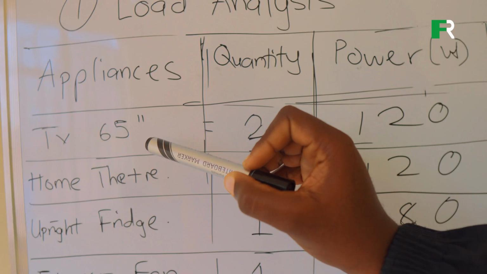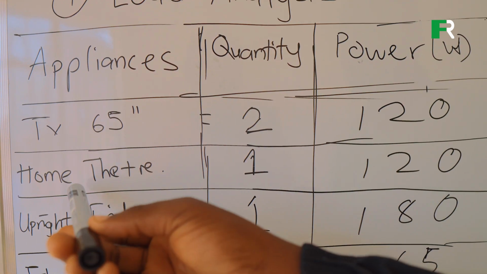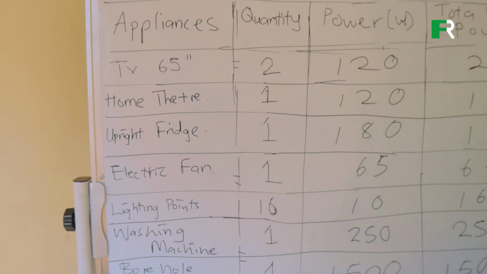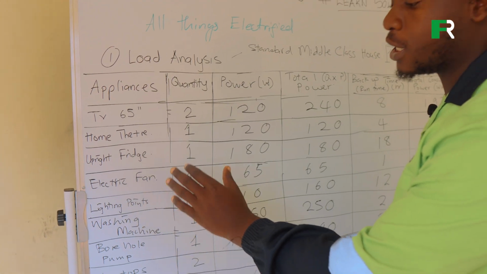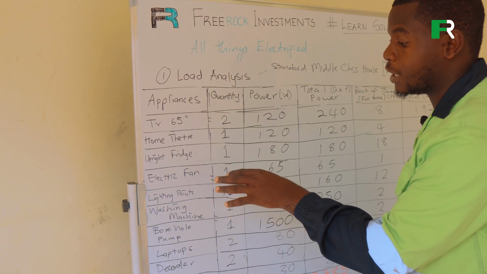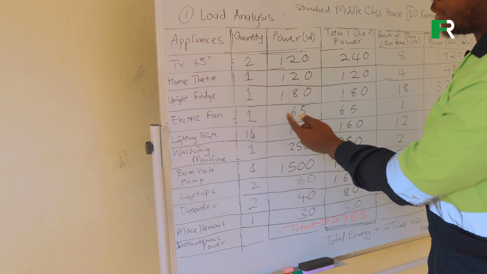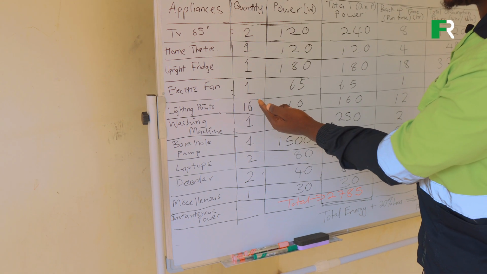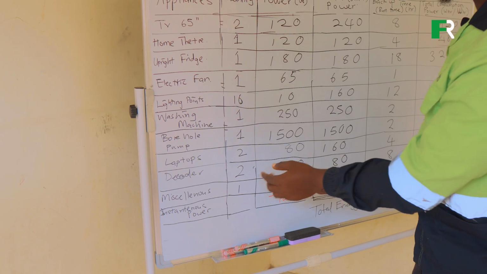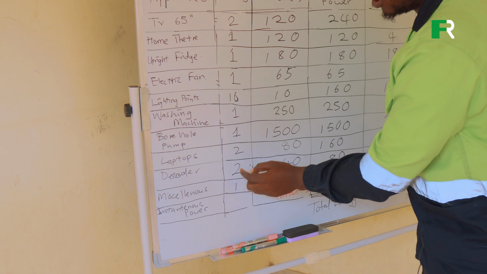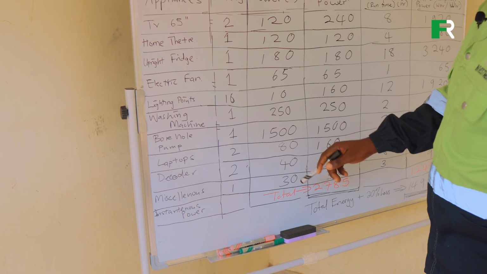So we have two TVs, as you can see. Then we have home theater 1, upright fridge 1, electric fan 1. Then lighting points, these are the lights and the security lights around the house, even on the drawers. So we have a total of 16 points. Then we have washing machine 1, laptops 2, decoder 2, and miscellaneous 1.